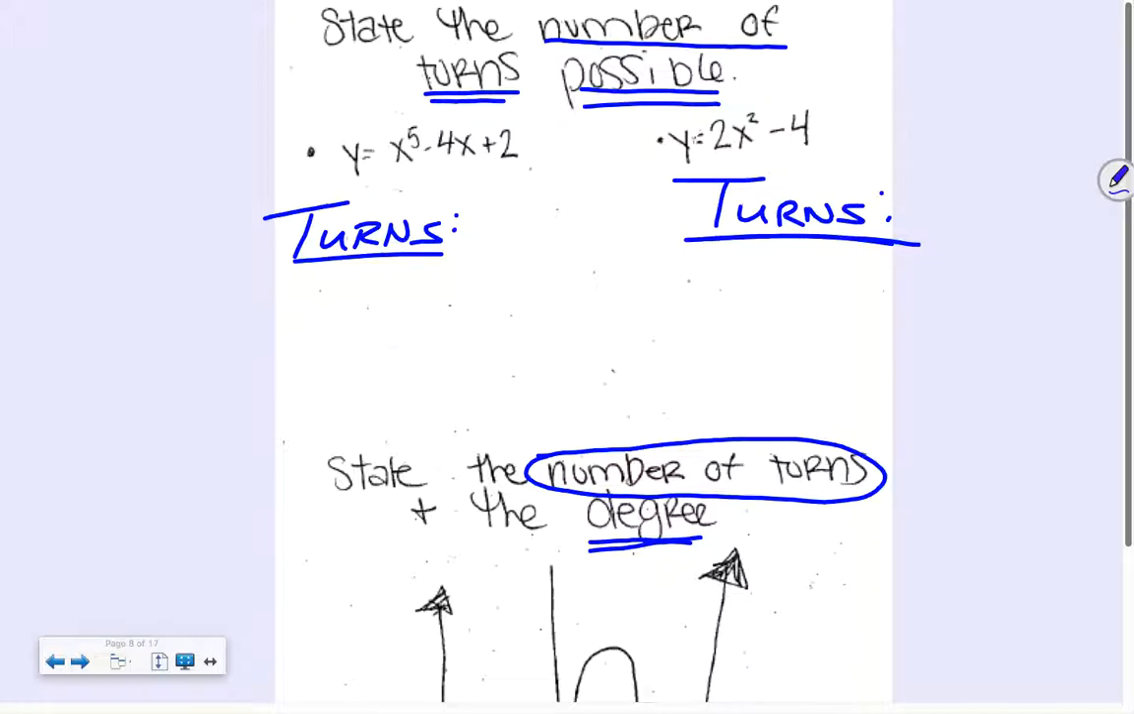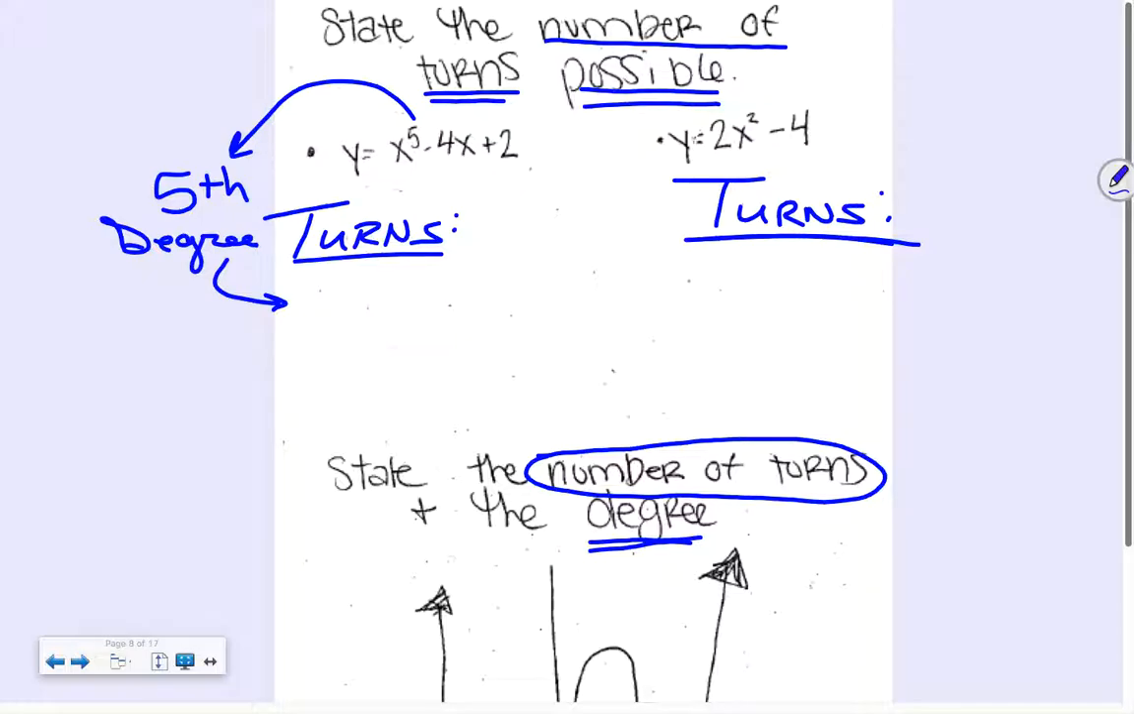Jonas, top equation on the left. How many turns can this one make? 5. Okay, so I see this is in standard form. This is a 5th degree polynomial, right? Okay, how many turns can a 5th degree make? You said 5. Oh, I added the other x to it. Oh, yeah, don't do that.